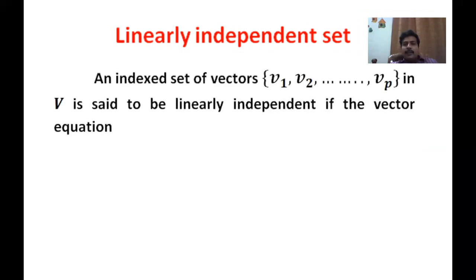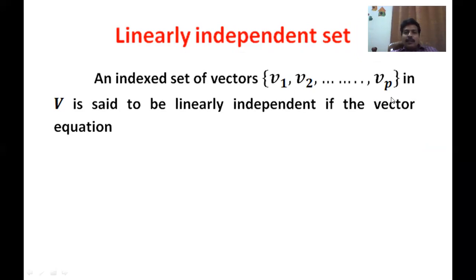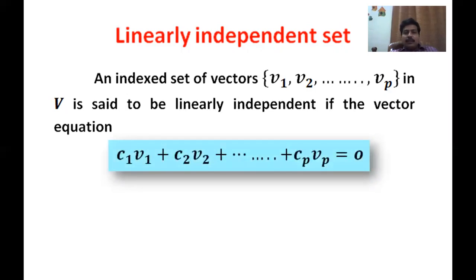An indexed set of vectors v1, v2, and so on, vp in V is said to be linearly independent if the vector equation c1 v1 plus c2 v2 plus so on plus cp vp is equal to O, where O is the zero vector in the vector space, has only the trivial solution. If this relation has only the trivial solution, what is the trivial solution?